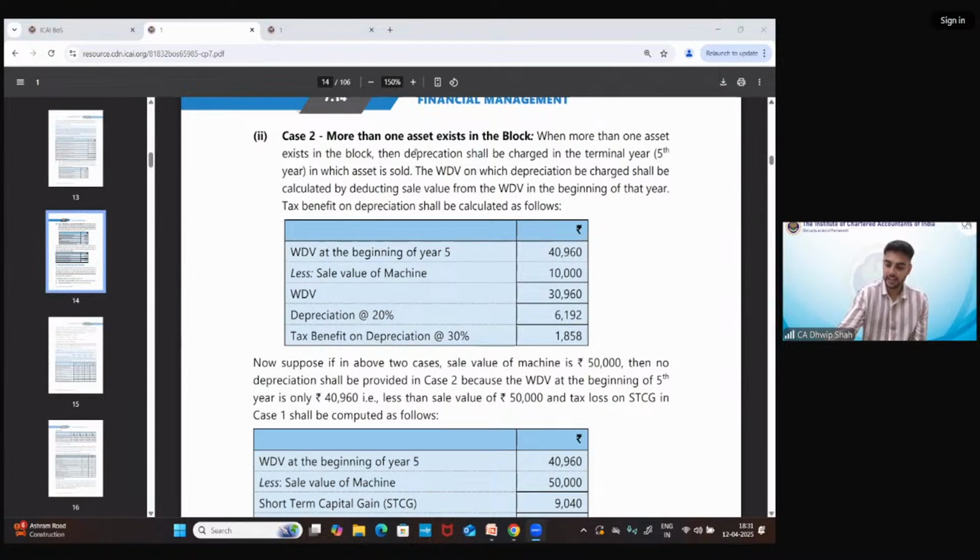So case one, scenario one is when there is only one asset in the entire block. So sir, should we do that loss value? No, loss value has no relevance. Loss value itself has no relevance. Uska tax savings has relevance. Are you following? And the sale value, the 10,000 that you will earn in the form of sales or in the form of salvage value, that has relevance.